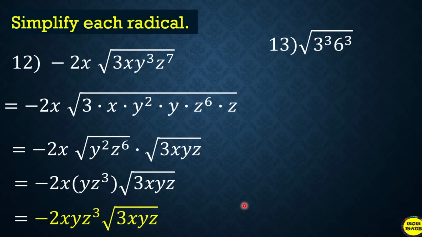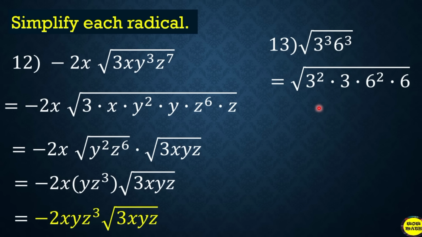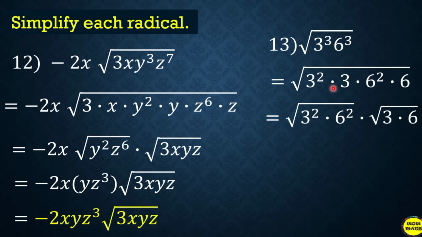Next, we have square root of 3 cube times 6 cube. Since ang index natin is 2, so pwede na paghiwalayin natin to class. Okay? So 3 squared times 3 times 6 squared times 6. Diba? Okay, so pagsamahin natin. So matatanggal. So 3 times 6, okay, that is 18. Square root of 18.